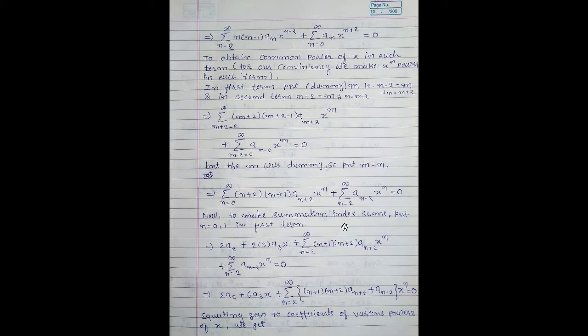Now we can see last two terms. In both we have summation index and both starting from same number. So we can take summation index common and x raised to n common from the last two terms. So we can write 2a2 plus 6a3 x plus summation n running from 2 to infinity, then in bracket n plus 1 n plus 2 a n plus 2 plus a n minus 2, bracket over, outside x raised to n is equal to 0.